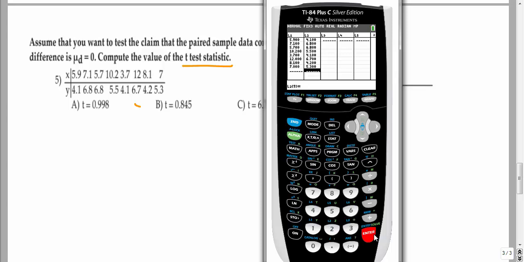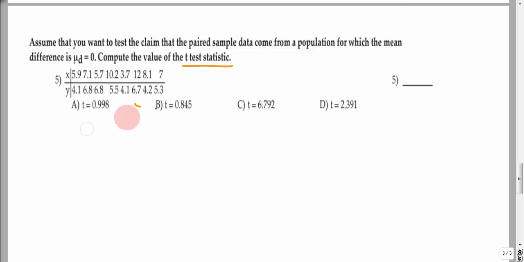Okay, so let's try and keep track of this. First of all, these values went into L1. So for my x values, that's L1. For my y values, that was L2. What we want to do is write a formula for L3 that will take that difference. So let's do L1 minus L2. We could just as well take L2 minus L1. Remember, the only thing it's going to do is change the sign of my test statistic.